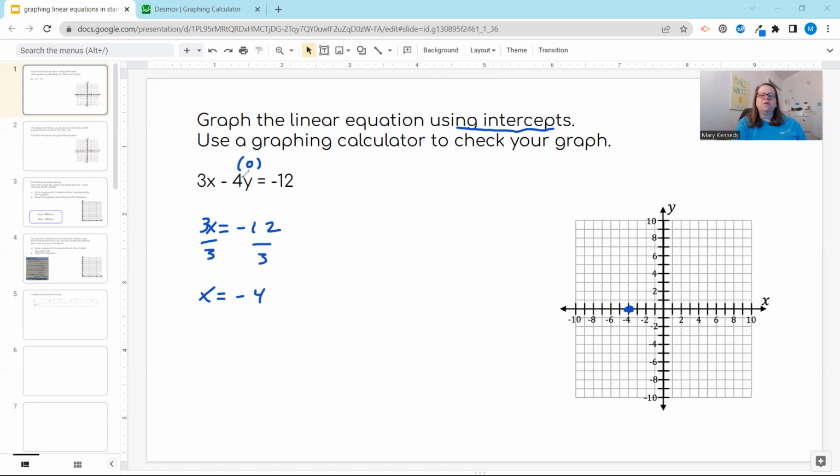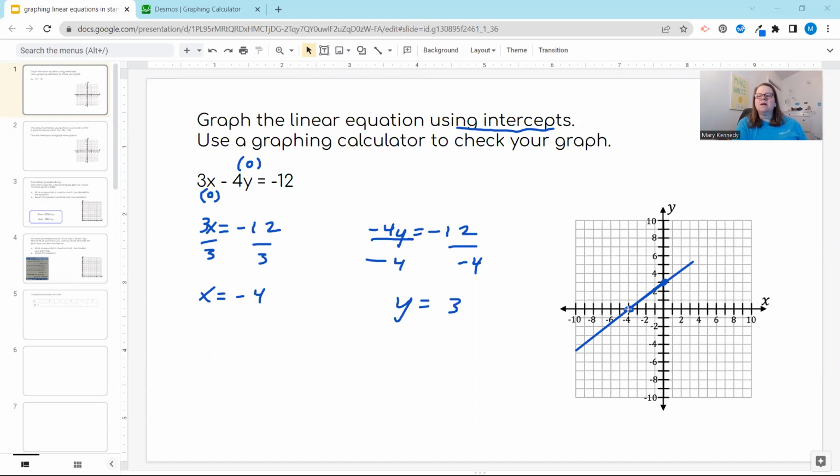Well, if we do the same but make x 0, then we have negative 4y equals negative 12. So this time, essentially, we're just ignoring the x value. And so we would divide both sides by negative 4, and we see that y equals positive 3. So on the y-axis, we go up to positive 3 and put a point. And so that is where our line will run.